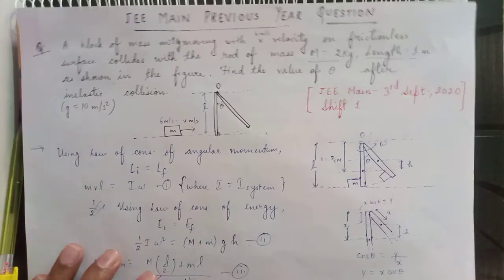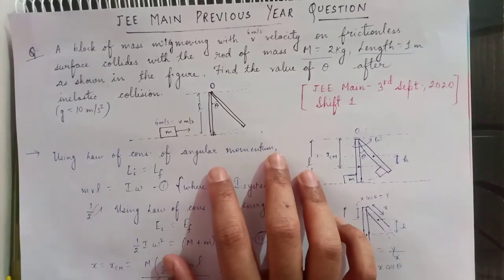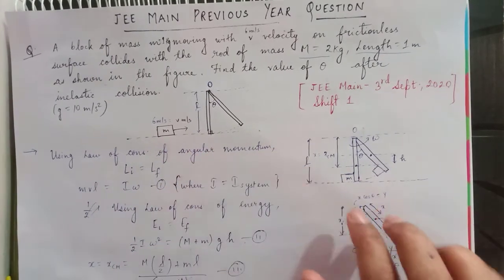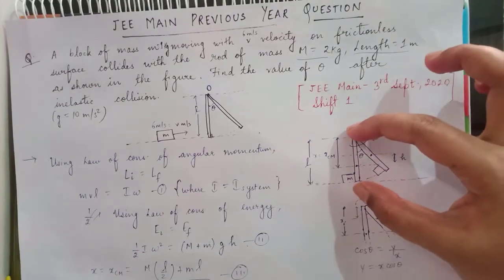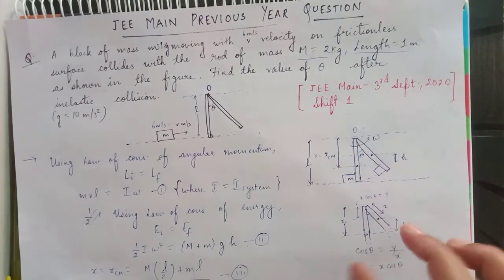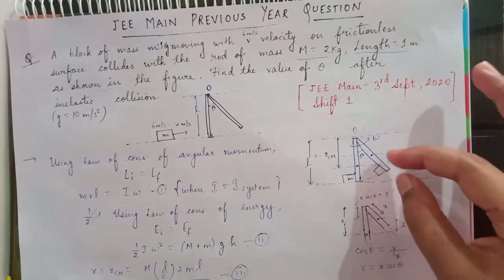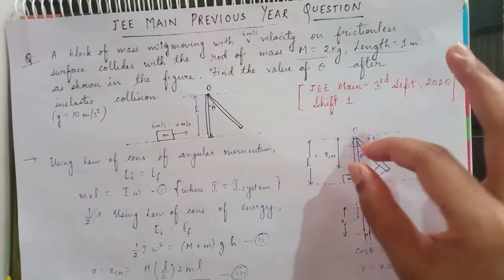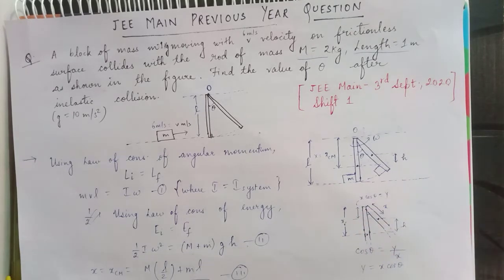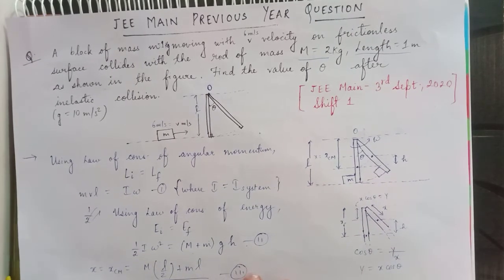So it's asking for the value of theta, the maximum theta at which the combined system of the rod and the block of mass small m will rotate, and its angular velocity will finally become 0. So you can see here that some kind of rotation is happening.